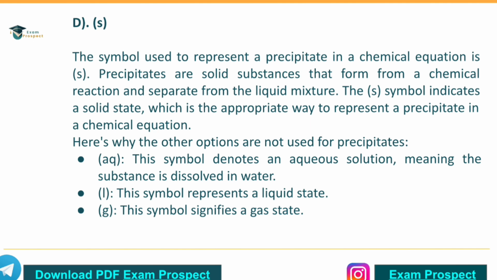Precipitates are solid substances that form from a chemical reaction and separate from the liquid mixture. The S symbol indicates a solid state, which is the appropriate way to represent a precipitate in a chemical equation.